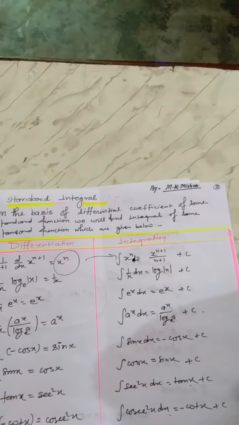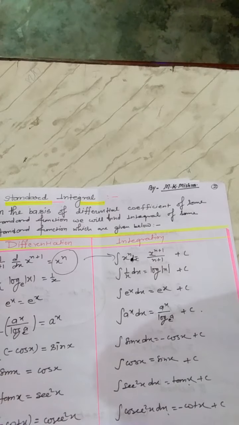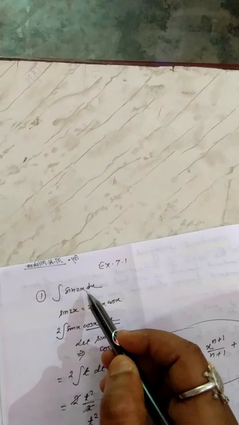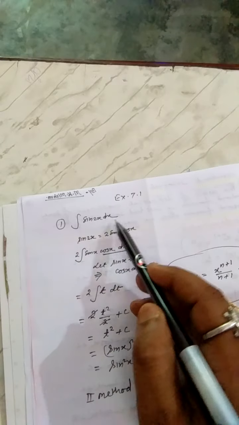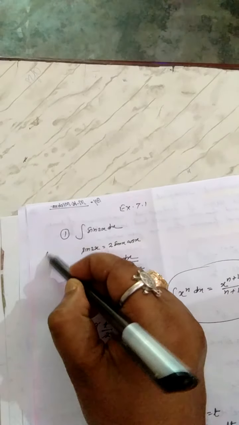Now, today we have to start our exercise of NCERT book, which is 7.1. Now it is your first question. Your first question is to integrate sin 2x dx. We have to integrate sin 2x dx. Now there are different methods. Method first.